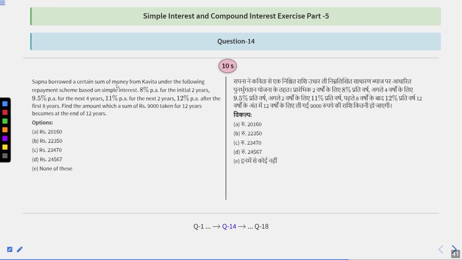Sapna borrowed a certain sum of money from Kavita under the following repayment scheme based on simple interest: 8% per annum for the initial 2 years, 9.5% per annum for the next 4 years, 11% per annum for the next 2 years, 12% per annum after the first 8 years. Find the amount which a sum of rupees 9,000 taken for 12 years becomes at the end of 12 years. You have 5 options and 10 seconds to analyze the question. Your time starts now.